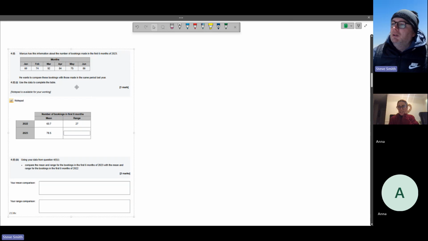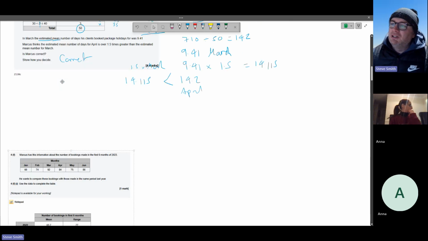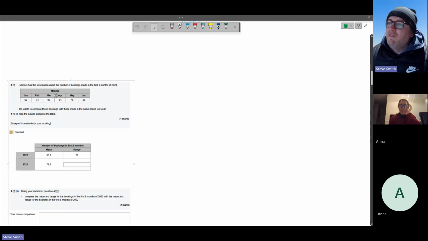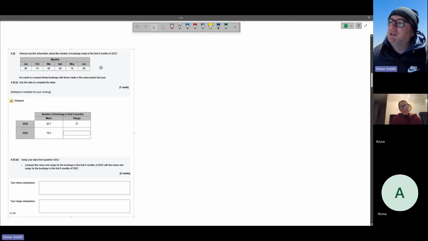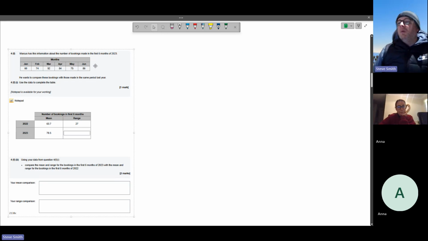Not in my loft, hopefully, but right, Marcus's information. So this is the same theme, but it's a different question, because that was for C. This is now for F. Marcus has this information about the number of bookings made in the first 6 months of 2023. He wants to compare these bookings with those made in the same period last year. Use the data to complete the table. So as you can see here, we've got the mean. He's worked out the mean already for this year and for these numbers here. The range, he's not worked out yet. So this is for 1 mark.